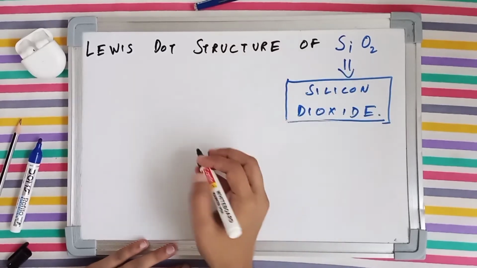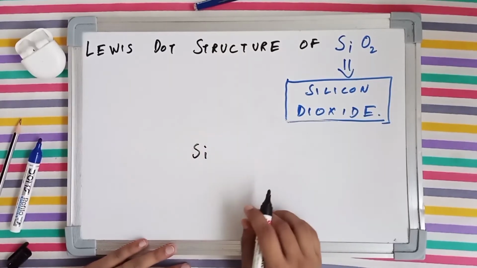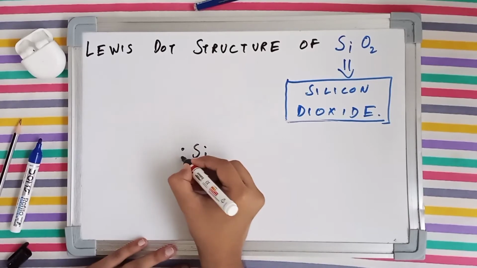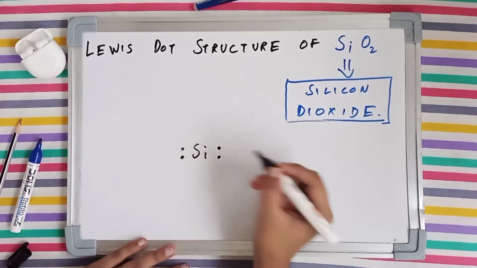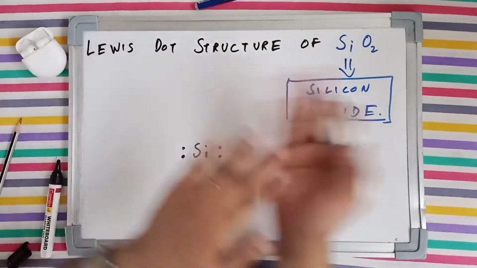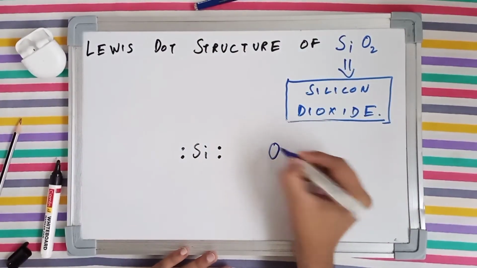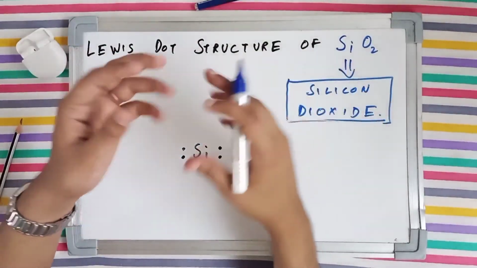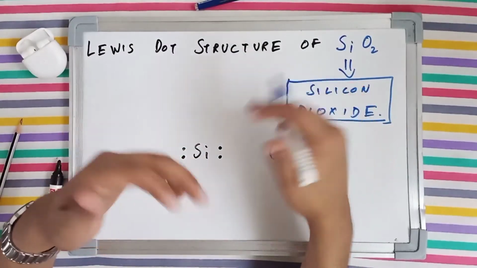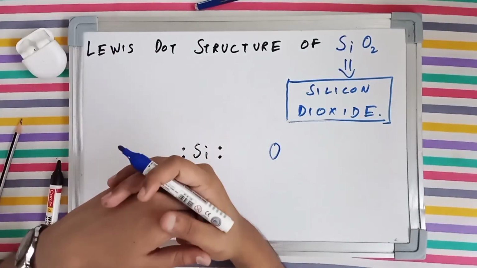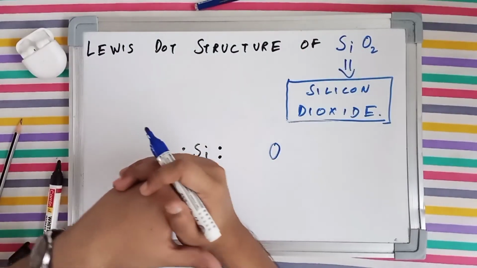Anyways, let's proceed. So here we have our central atom as silicon. Now silicon has 4 valence electrons, 1 2 3 4, and we have 2 oxygens. One is going to be on the left side and one is going to be on the right side. How do we decide the 3D orientation of the molecule? It is decided by the molecular geometry, and to find the molecular geometry, we find the hybridization. So I'll find the hybridization of SiO2 in some other video.